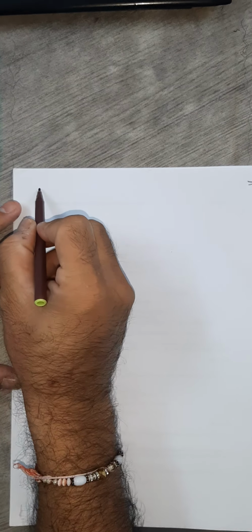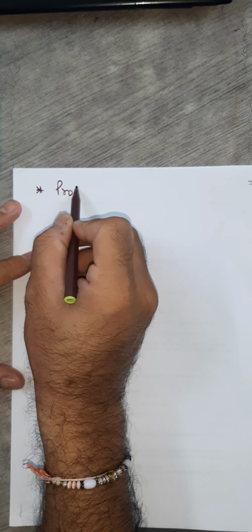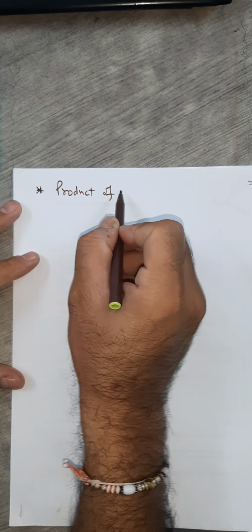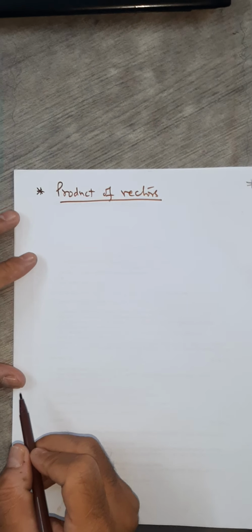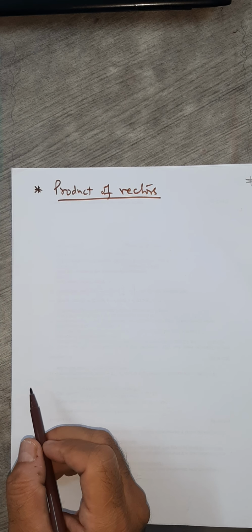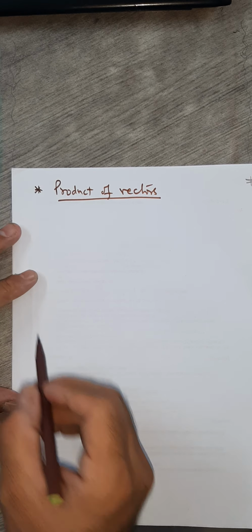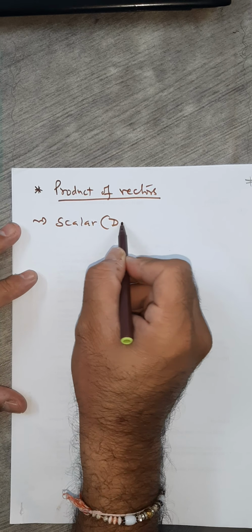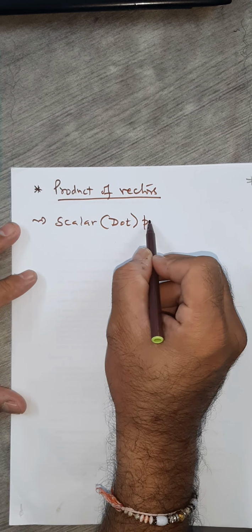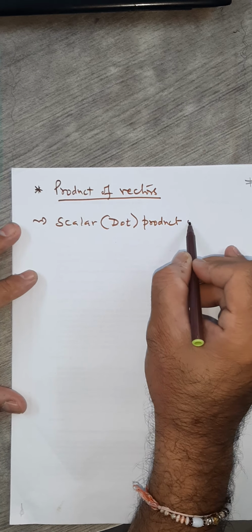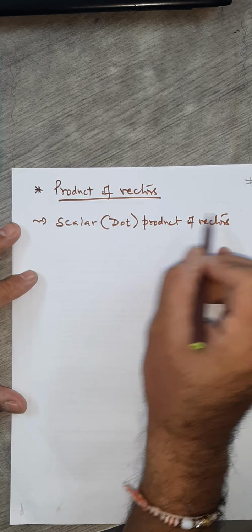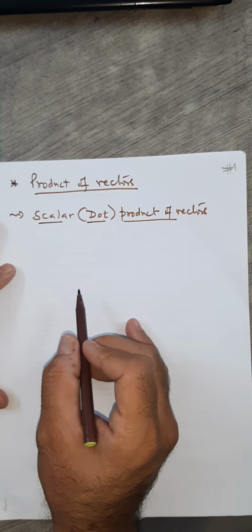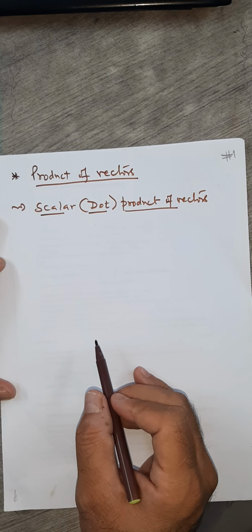So now the next theory point is about the product of vectors. There are mainly two types of products. First we discuss the scalar or dot product of vectors. You might have studied it in physics also.